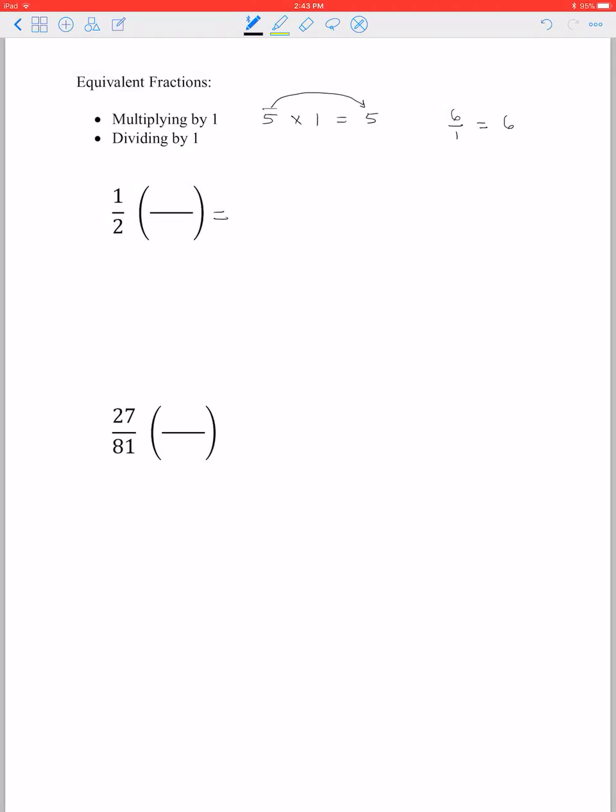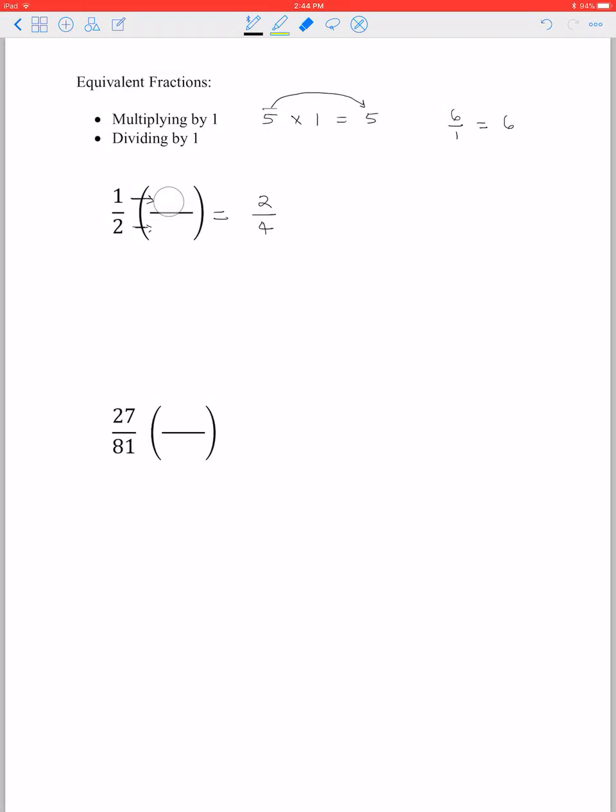Well, 1 can look like lots of different things. What if we said 1 equals 2 divided by 2? 2 divided by 2 is 1. So when I multiply 1/2 times 1, I'm still going to have 1/2. But when we multiply fractions, we multiply straight across. So I'm going to multiply 1, that top number, the numerator, times that 2 right there. And 1 times 2 is 2. Divided by, well, I got to multiply the bottom number by 2 also. And 2 times 2 is 4. So 2/4 is equivalent to 1/2. It has the same exact value.